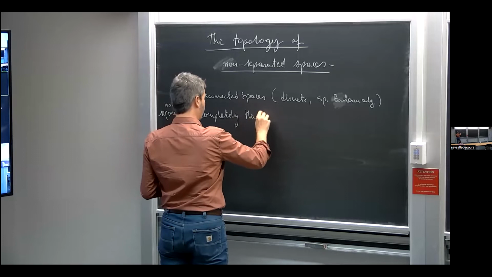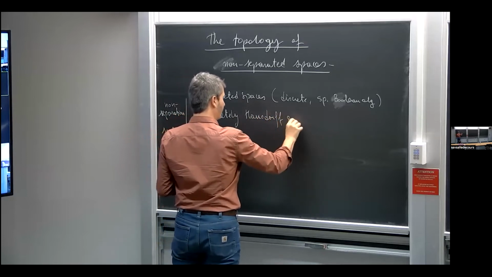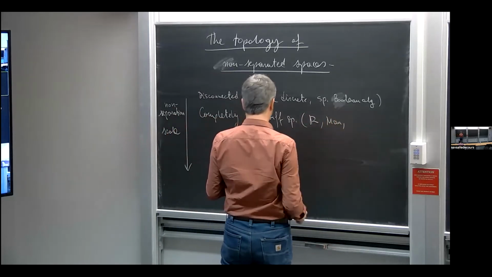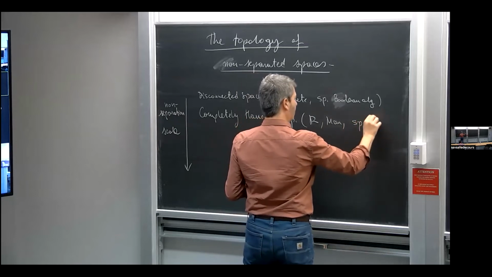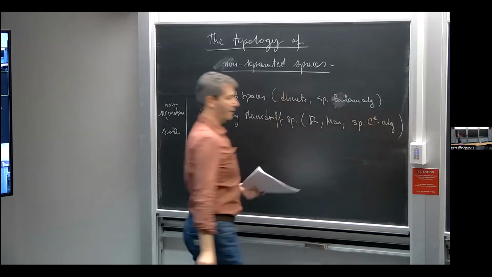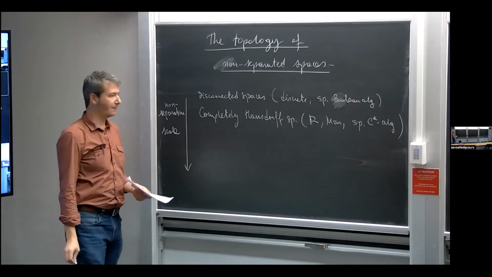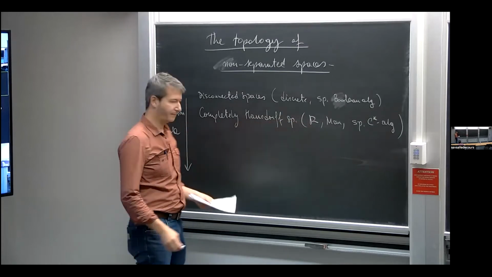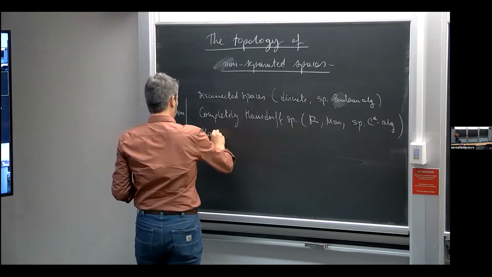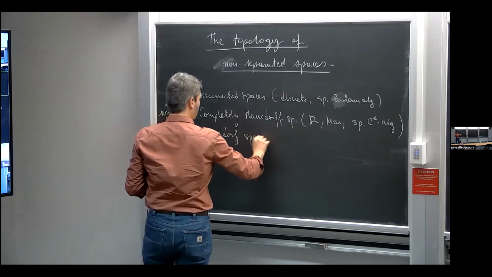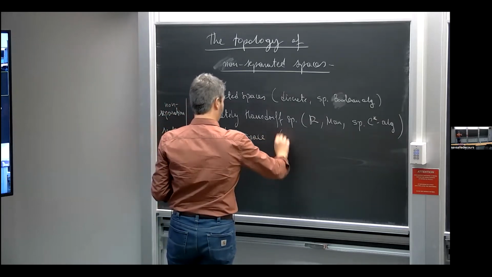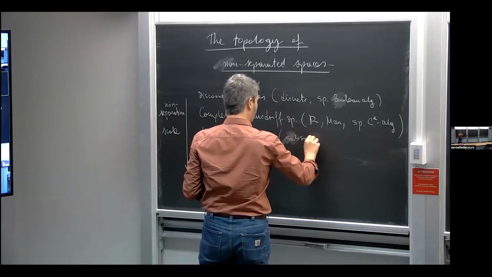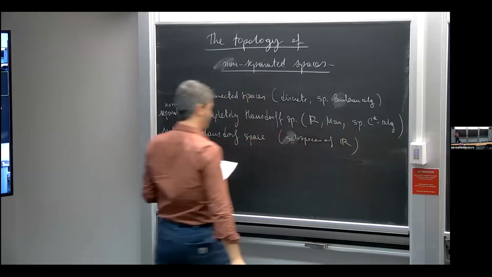After that, there's a good notion which are the completely Hausdorff spaces. So that's essentially R, manifolds, and the spectrum of C-star algebras. So it's basically the spaces whose topology is completely determined by R. Then we have the Hausdorff spaces. Like any subspace of R.